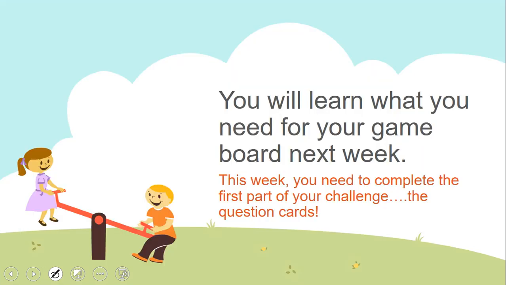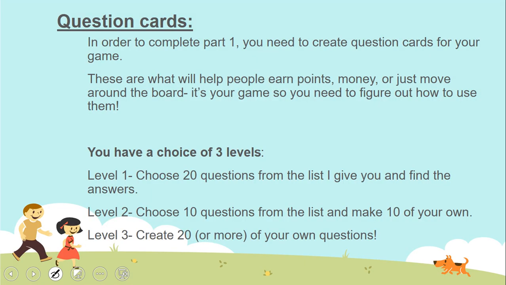But like I said, this week you need to complete the first part of your challenge, which is the question cards. So in order to complete part 1 and move on to part 2, you need to create question cards for your game. These can be what help people earn points or money or just move them around the board. Your game, you decide, okay? So you need to figure out a little bit about what kind of game you want to do. Start thinking about what you want your game to look like, how you want the cards used, and then you need to decide what level you want to do.